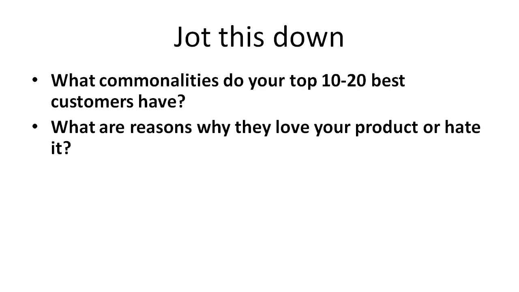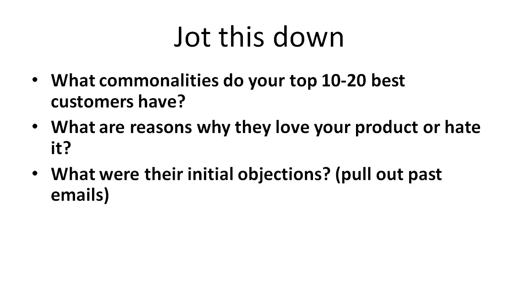What are reasons why they love your product and hate it? Probably the best way to do this is to try to dig up the emails, the communication that you've had in the past. What were their initial objections? Pull out the past emails, see what kind of questions they had previously. If you can find some commonalities between the questions that they asked, then you have more reason to think, okay, this must be the commonality, this must be the objection, and so forth. Because a lot of times, the objections that we think may be objections really are not objections to our audience. So we really have to get proof and facts.